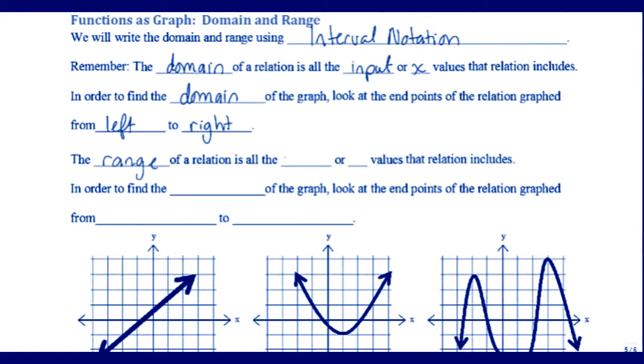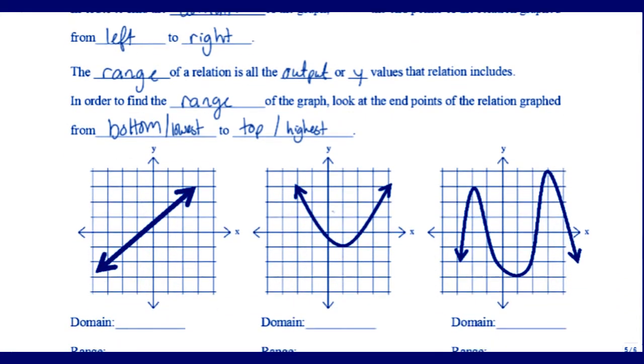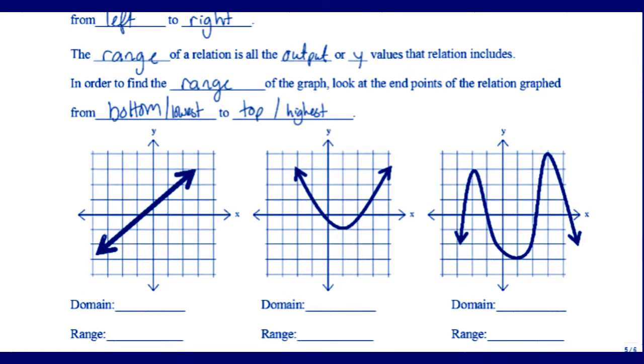The range of a relation is all the output or y values that the relation includes. In order to find the range of the graph, please look at the endpoints of the relation, but this time we are going to be looking from bottom or lowest to top or highest, because the range is looking at my y value, so we are going to go bottom to top on this first function.